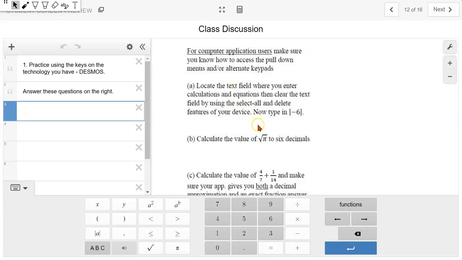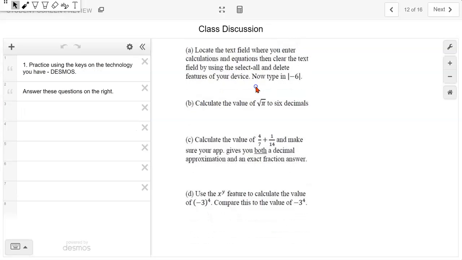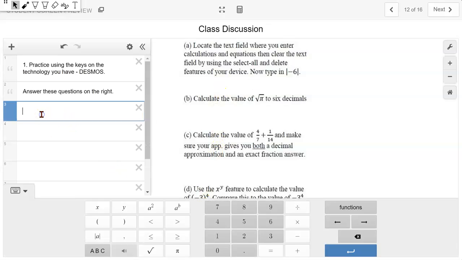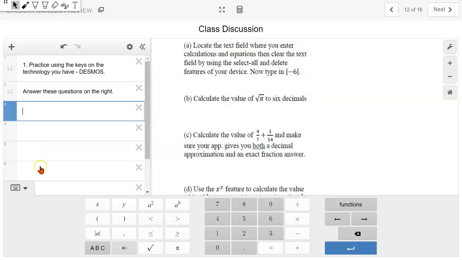So this is what we're going to do. A, B, C, and D. We're going to use these spaces here. This is one for A, B, C, and D. We're just going to type this.